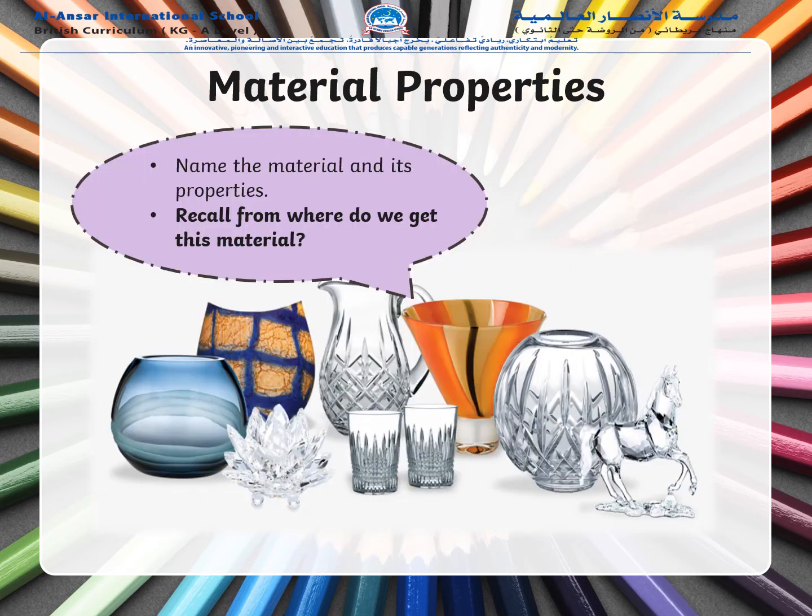Here I have some different types of materials. They all are glass, but the objects are a bit different from each other. Some are transparent, some are opaque, some are translucent. Here, can you name some properties? Glass is really fragile. You need to handle it with a lot of care. If it falls, it can break easily. Think about more properties of glass.